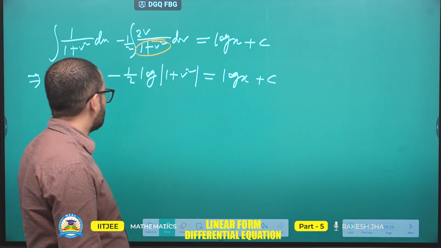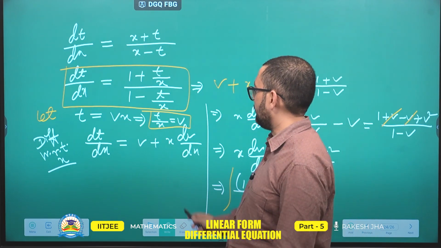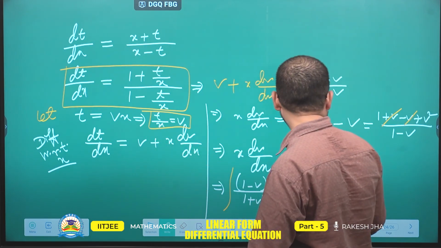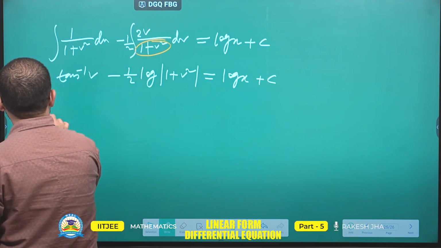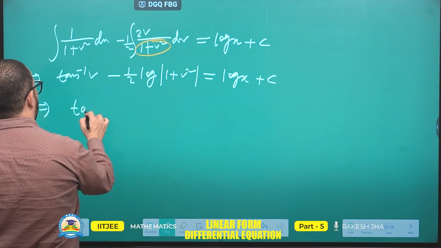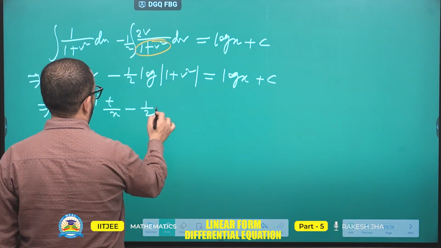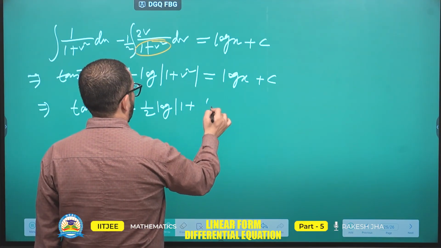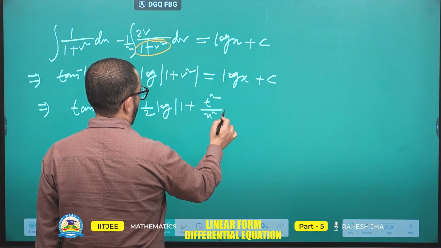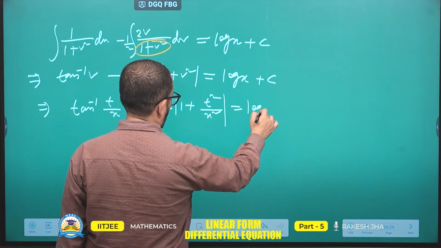And now we have to return the value of v. So first of all, let's see what v is. v is nothing but t upon x. So put t upon x in place of v. So tan inverse (t upon x) minus half times log (1 plus t square upon x square) is equal to log x plus c.